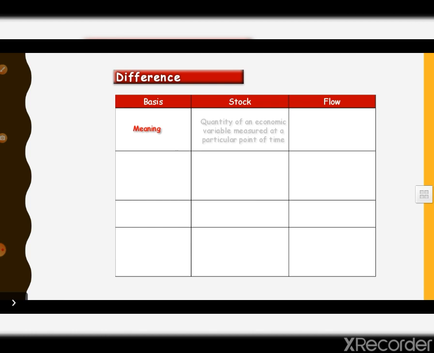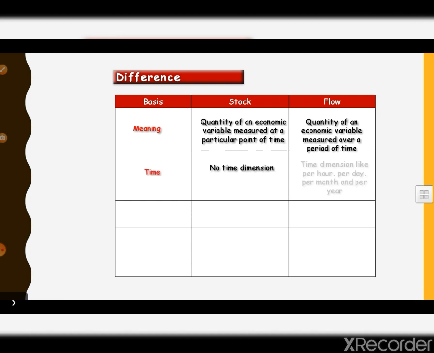Now we shall see the differences between stock and flow. Now, what is the meaning? Quantity of an economic variable measured at a particular point of time is stock. But flow, this we have already seen before, is the quantity of an economic variable measured over a period of time. Now I already told you why stock has no time dimension, but flow has time dimension. Since stock does not have any time dimension, it is a static concept, but flow is a dynamic concept.